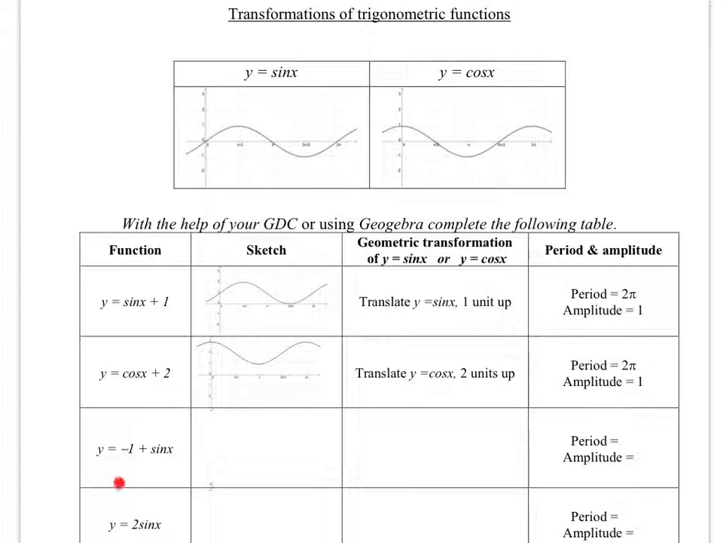In this one here, y equals -1 plus sine of x, that's the same as sine of x minus 1. So it should be just this graph shifted down by 1. And you can see here that that is actually the case. Again, the period and the amplitude stay the same.